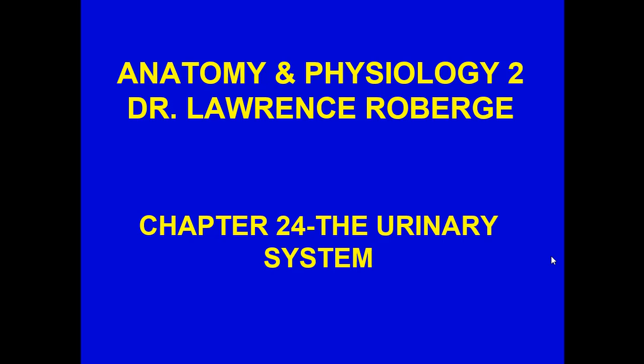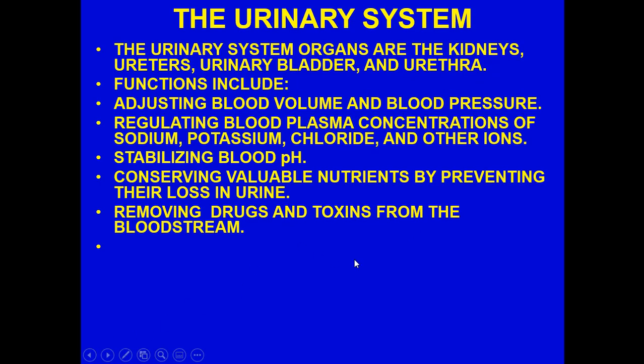Okay, now we're going to start dealing with chapter 24, the urinary system. When we talk about the urinary system, the organs are the kidneys, ureters, urinary bladder, and urethra. Their functions include adjusting blood volume and blood pressure, regulating blood plasma concentrations of sodium, potassium, chloride, and other ions. They will be involved with stabilizing the blood pH.